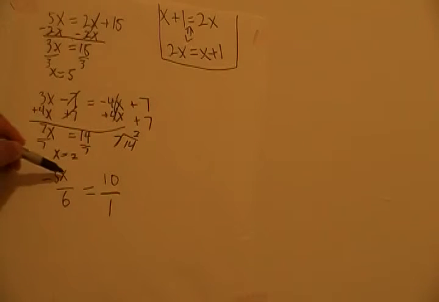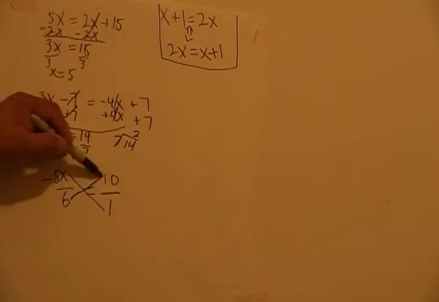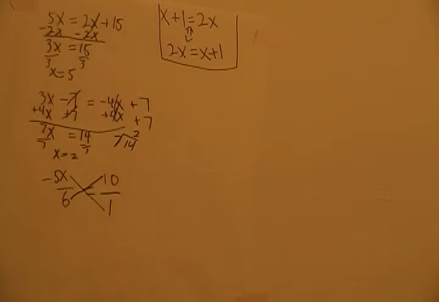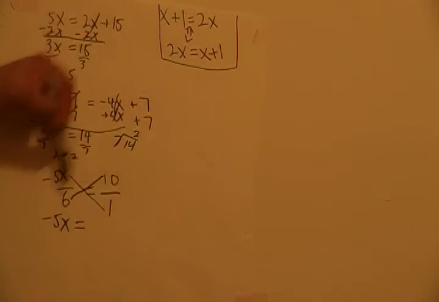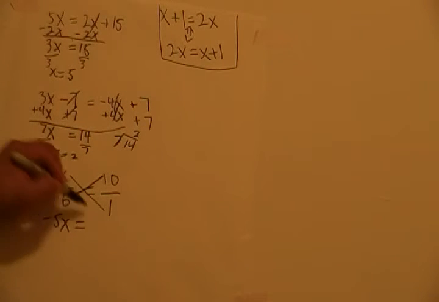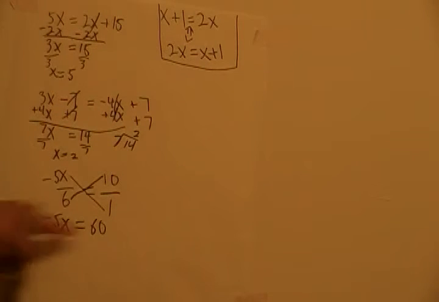Now we're going to multiply these two numbers, and then multiply these two numbers, and make them equal to each other. So what's negative 5x times 1? That's just negative 5x. That's equal to 10 times 6. 10 times 6 is 60. That's a simple equation, right? We divide both sides by negative 5. Not just 5, but negative 5.